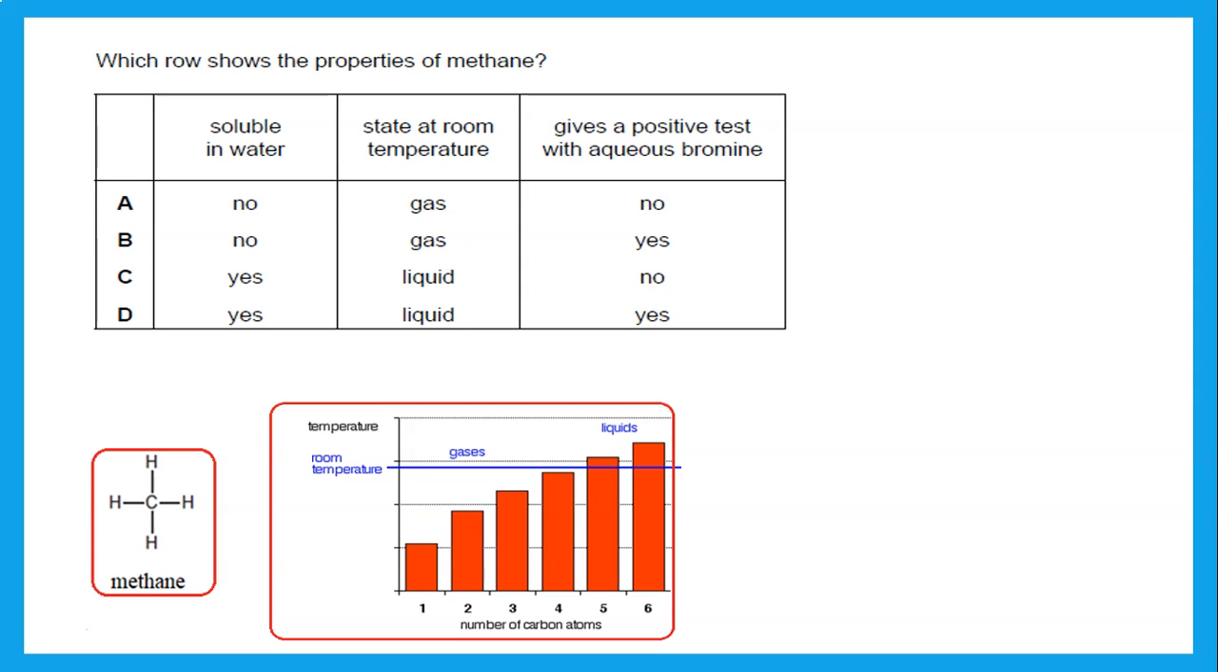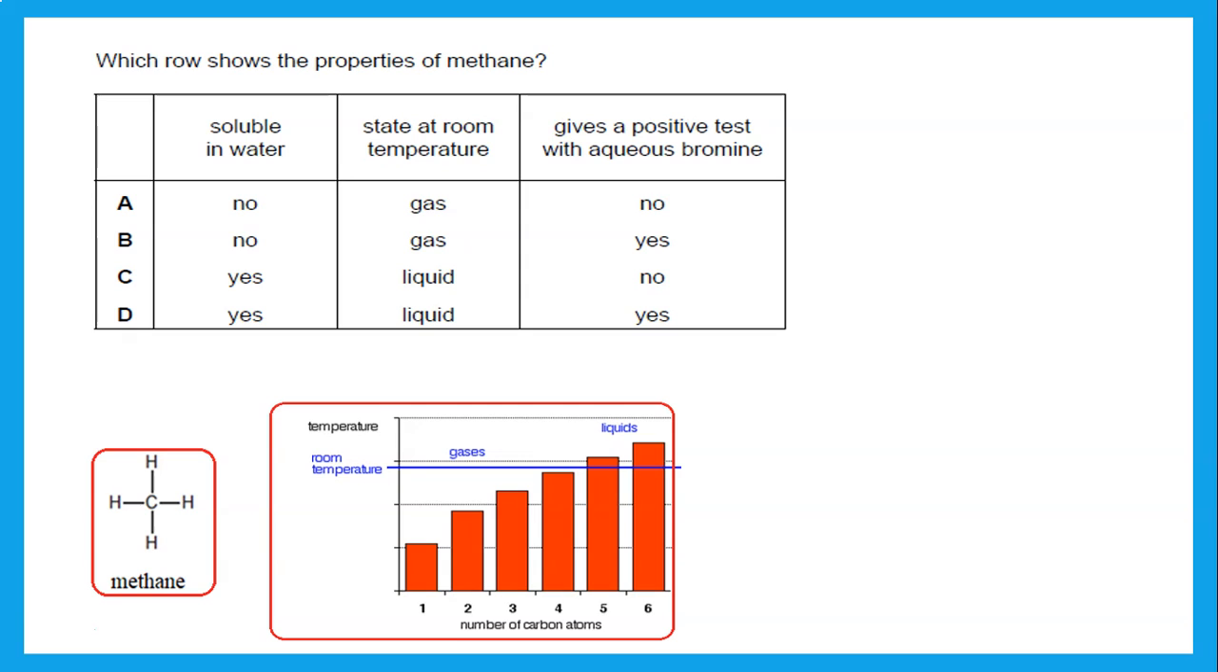What about its state at room temperature? You should realize that if we're talking about alkanes, the first few carbons are gases. So alkanes with 1 carbon or 2 carbons or 3 carbons or 4 carbons, methane, ethane, propane, butane, all of these are gases. As the number of carbon atoms increases, then they become liquid and then they become solid.